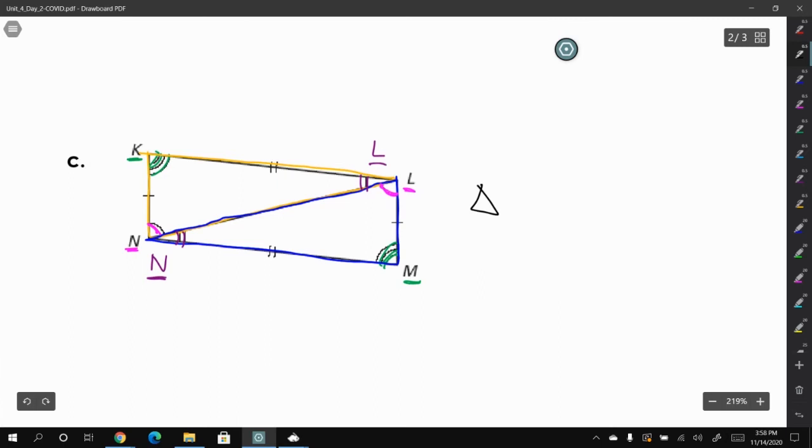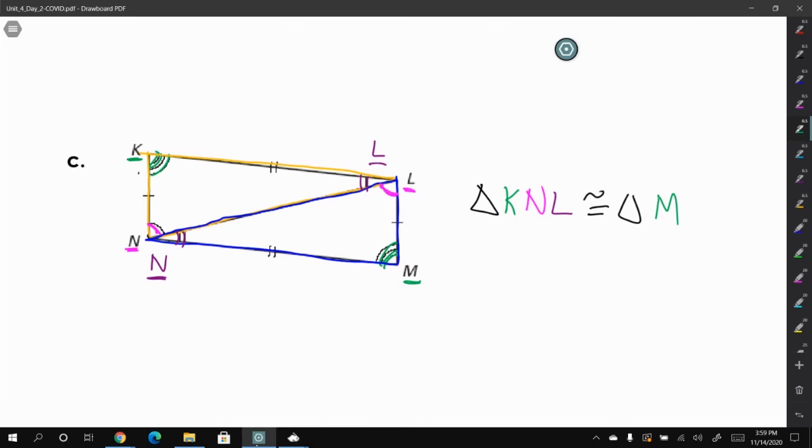So triangle K, I'm going to look at the top one first. I'm going to go K, N, L. So K, N, L is congruent to triangle M.